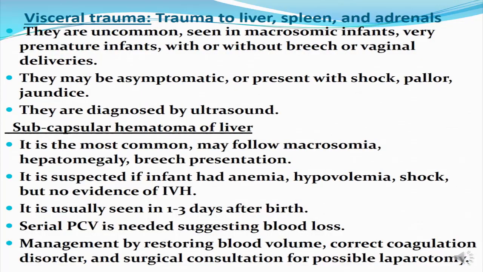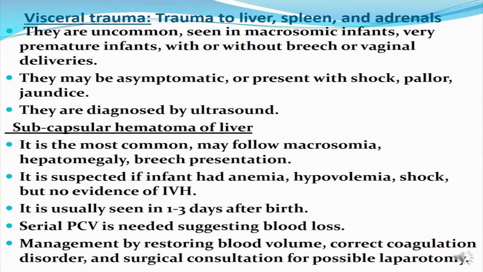The visceral traumas are trauma to the liver, spleen and adrenal. They are uncommon, seen in macrosomic infants and in very premature infants, with or without breech or vaginal delivery. They may be asymptomatic or present with shock, pallor, jaundice, and they are diagnosed by ultrasound.